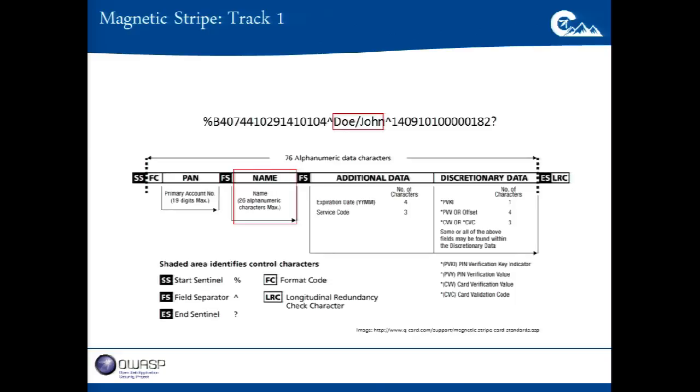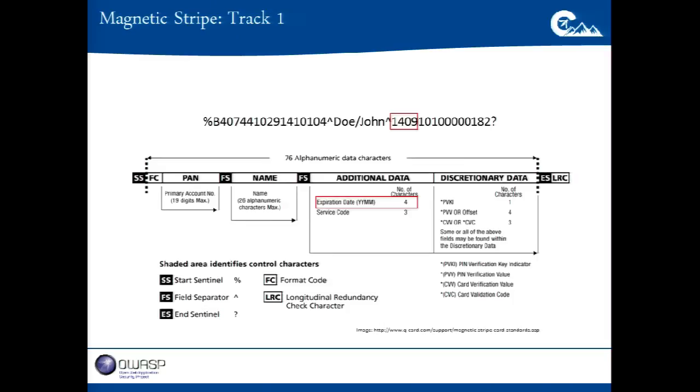Now, this is track one data. So as we saw before, it can store alphanumeric characters, so it can store your name. So it is a 26 alphanumeric character name, and usually there is a slash in between your last name and your first name, followed by another field separator, followed by additional data.